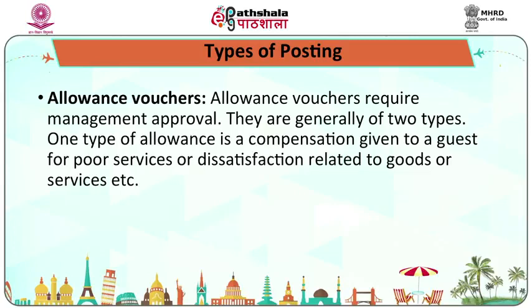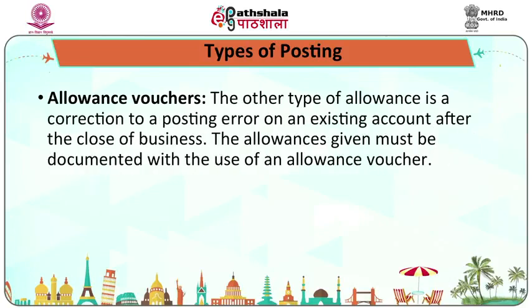Next is allowance voucher. An allowance voucher requires management approval. They are generally of two types. One type of allowance is a compensation given to a guest for poor service or dissatisfaction related to goods or services, etc. The other type of allowance is a correction to a posting error on an existing account after the close of business. The allowances given must be documented with the use of an allowance voucher.